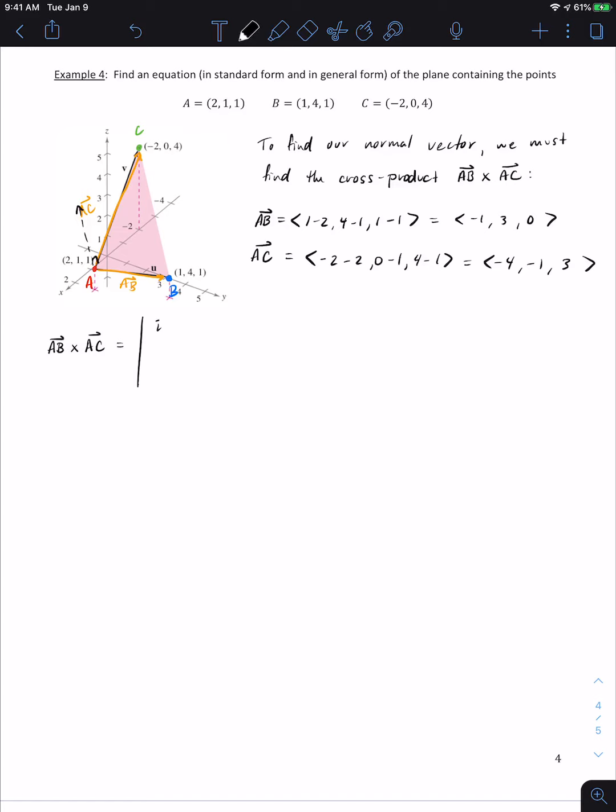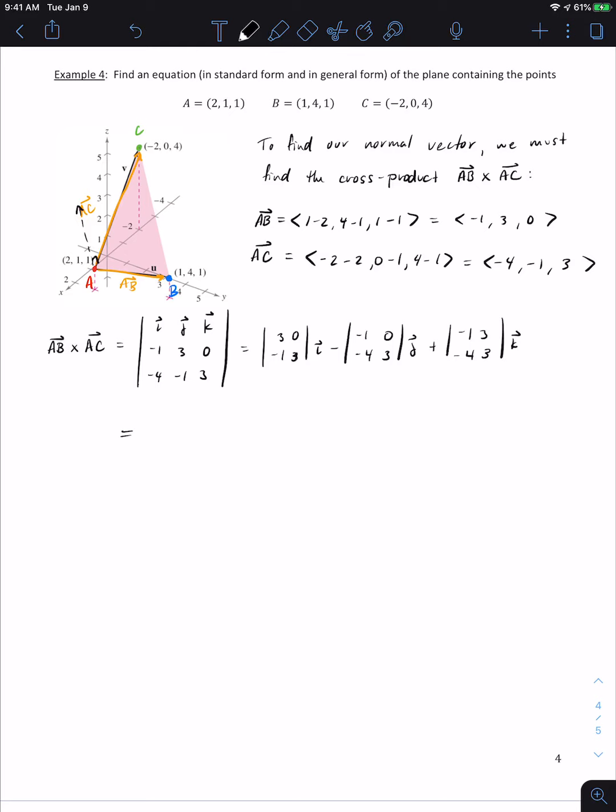and remember, how do we do this? We do I, J, K. Components of AB are negative 1, 3, and 0. And the components of the other one are negative 4, negative 1, 3. So then I end up getting 3, 0, negative 1, 3, I minus negative 1, 0, negative 4, 3, J plus negative 1, 3, negative 4, 3, K.